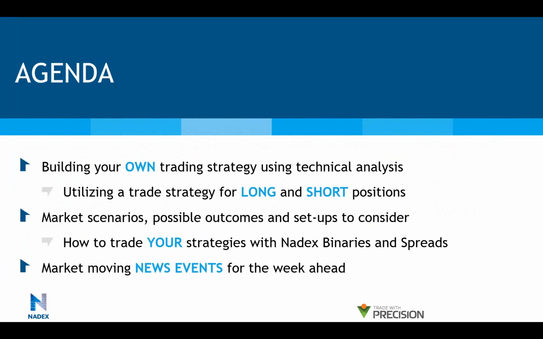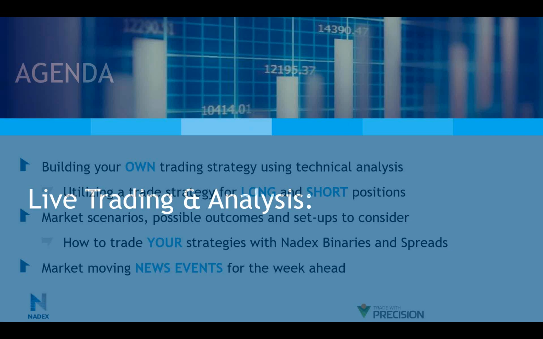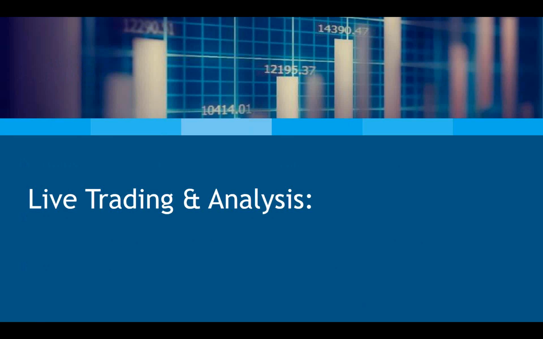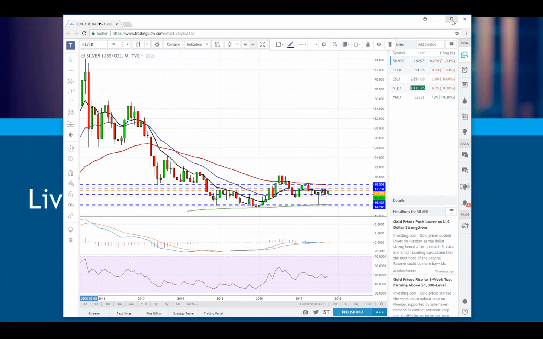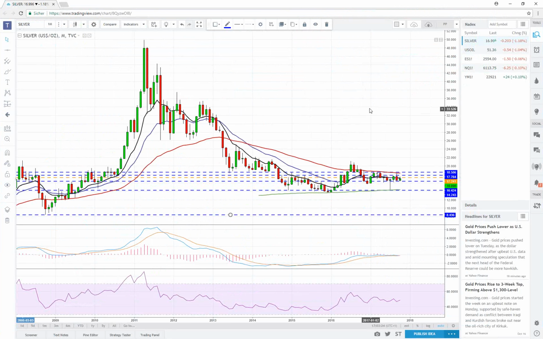And so I suggest we just jump in and have a look at the markets. My idea for today is that we have a look at the bigger picture of what several markets are doing. We're looking here at an example of a silver chart, a monthly silver chart. And I think this chart should be up by now.